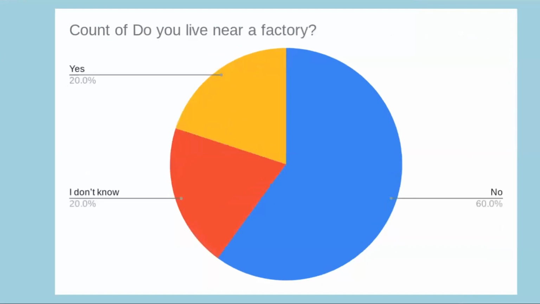Next slide. I also asked people if they live near a factory, and 60% of the people said no. 20% said yes, and 20% said they didn't know. And I realized most of the people in my survey live near a freeway. More of the people live near freeways, and factories and freeways both cause bad health impacts to people who have asthma. Next slide.